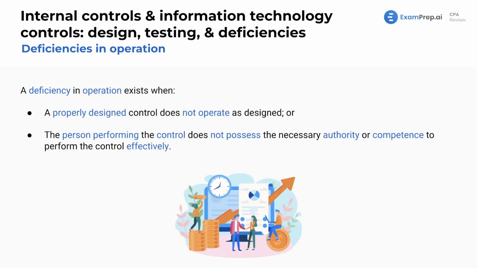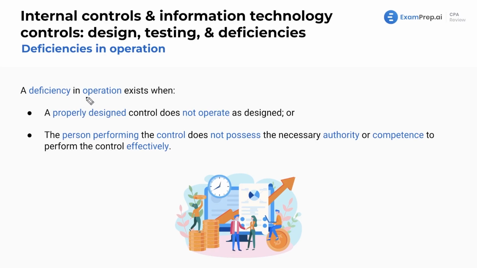Now, deficiencies in operation exist when a properly designed control does not operate as designed, or the person performing the control does not possess the necessary authority or competence to perform the control effectively. This is the constant maintenance of the control just in operation.